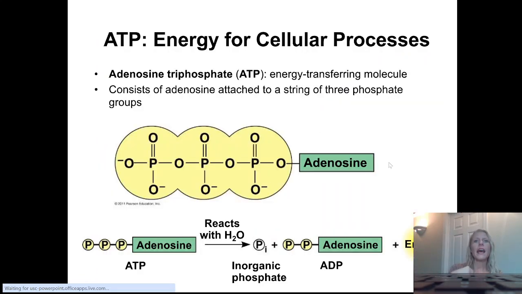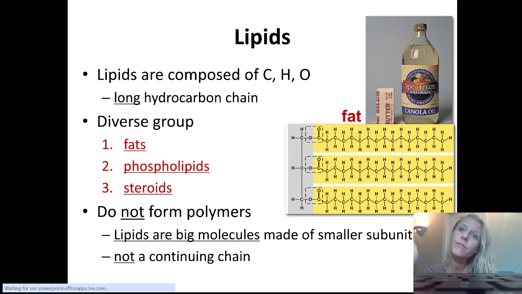ATP, this is adenosine triphosphate. This is the energy molecule for cellular processes. It is composed of a molecule of adenosine and 3 phosphate molecules, hence adenosine triphosphate. Now, when we go to phosphorylate something or give it energy, we are going to take one of those phosphate groups and give it to whatever we want to have that energy. We are then reduced down to adenosine diphosphate because we'll only have 2 phosphate groups left.